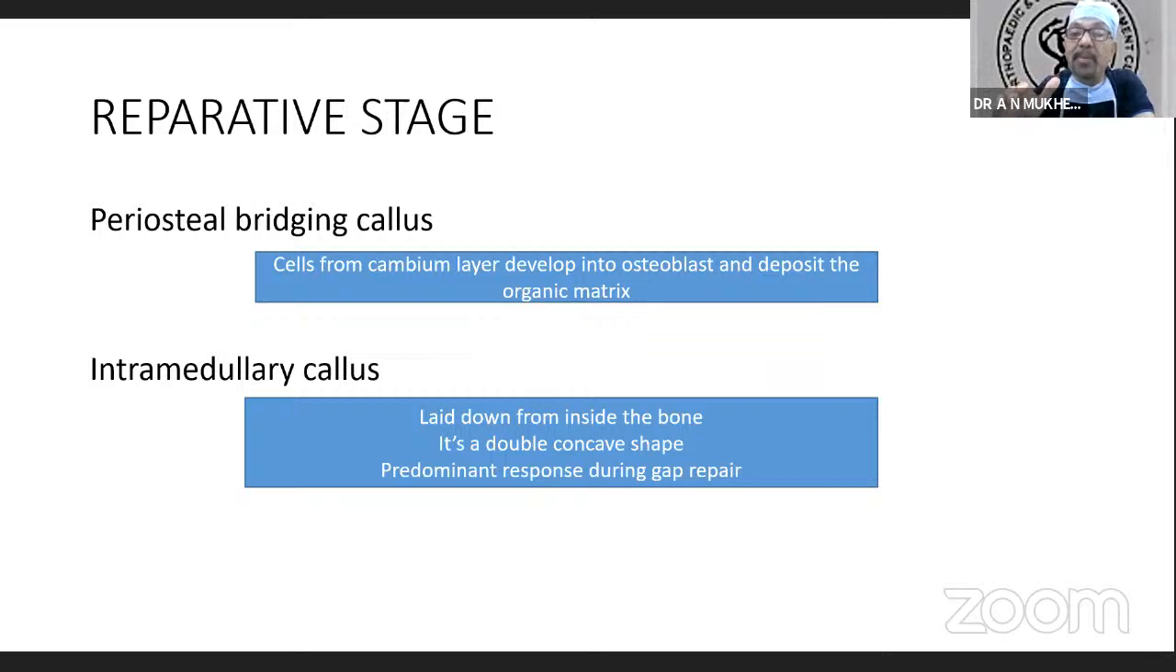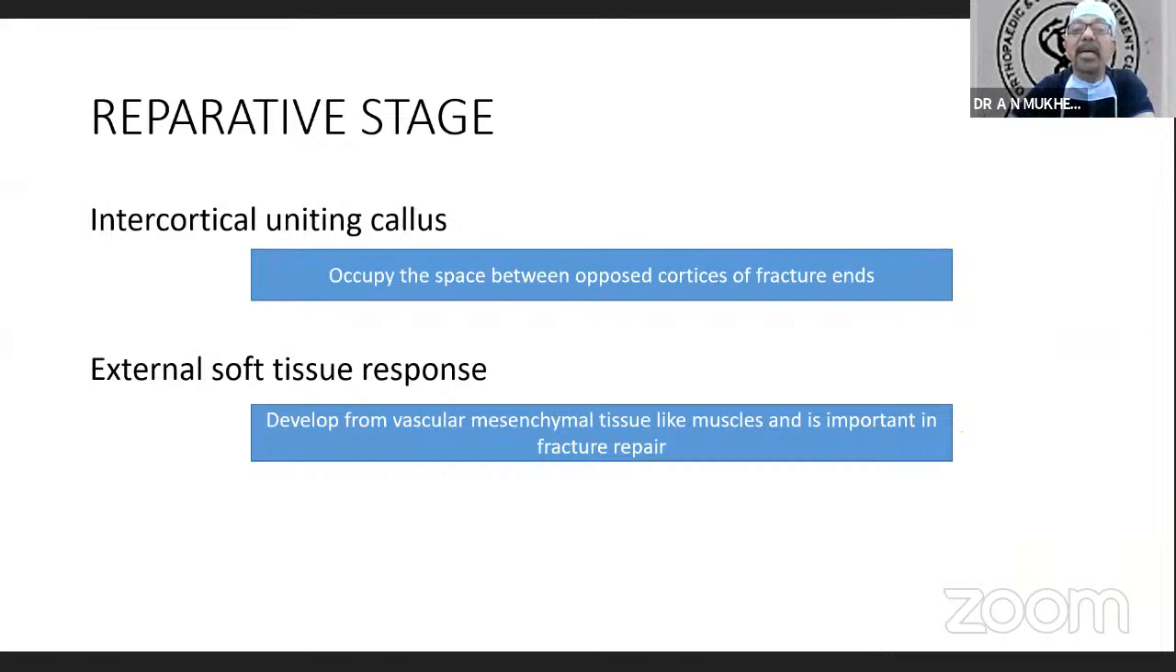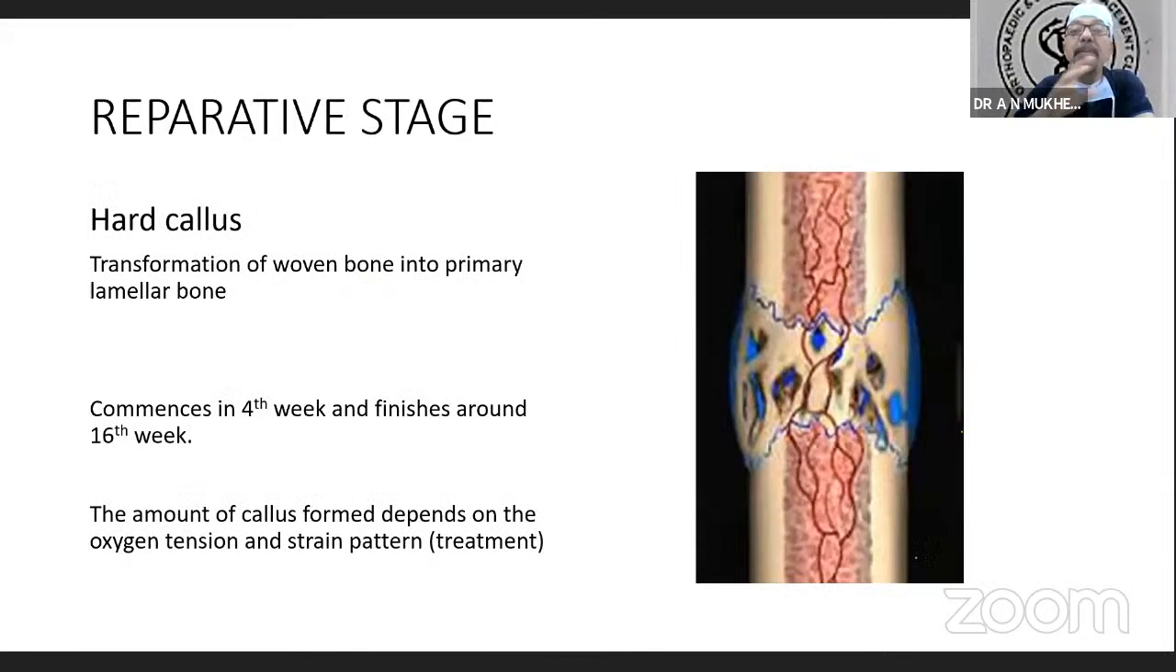It is double convex type and the primordial response during gap repair. The intercortical uniting callus occupies the space between the opposed cortices of the fracture ends. The external soft tissue response develops from vascular mesenchymal tissue like muscles, and it is important in fracture repair. So in the reparative stage, in the hard callus, there is transformation of woven bone to the primary laminar bone.